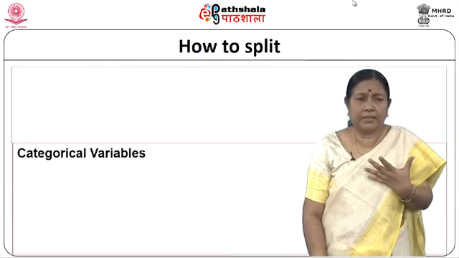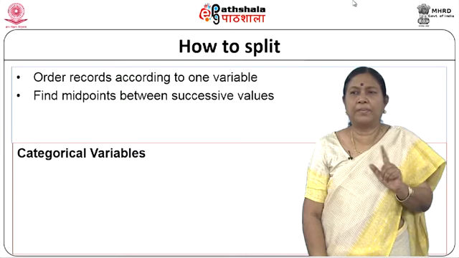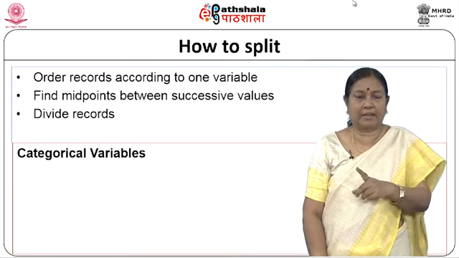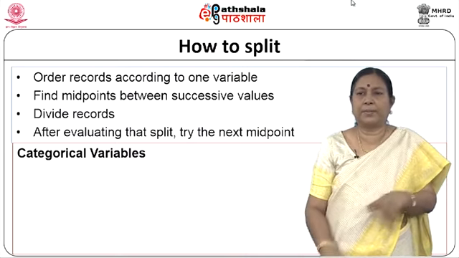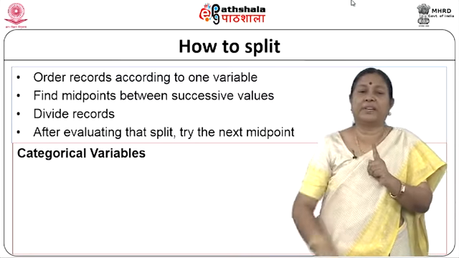So, how do we split? Order records according to one variable. Find midpoints between successive values, divide the records, and after evaluating that split, try the next midpoint. This is for one variable. Remember, we have to try this for each and every variable.